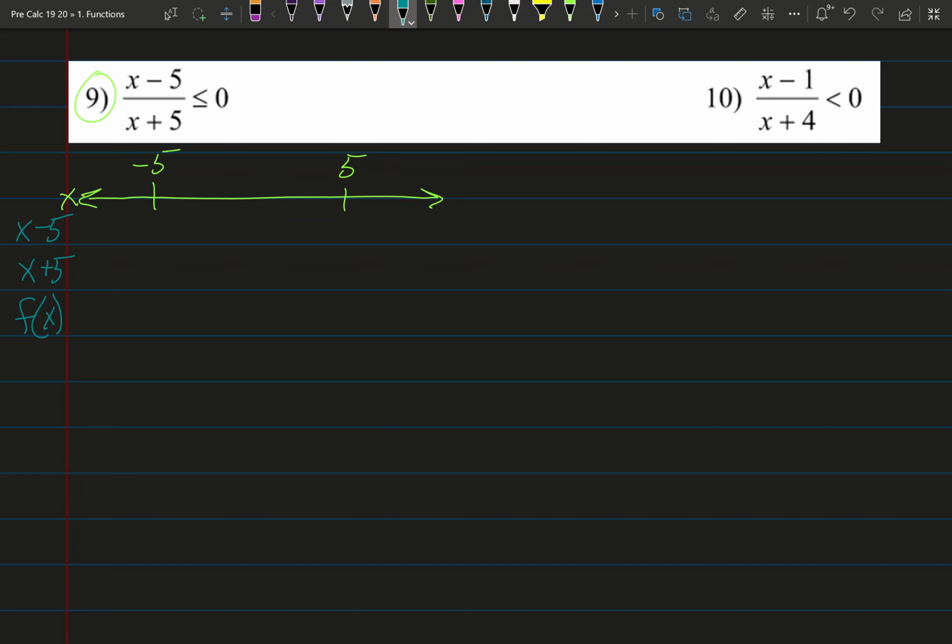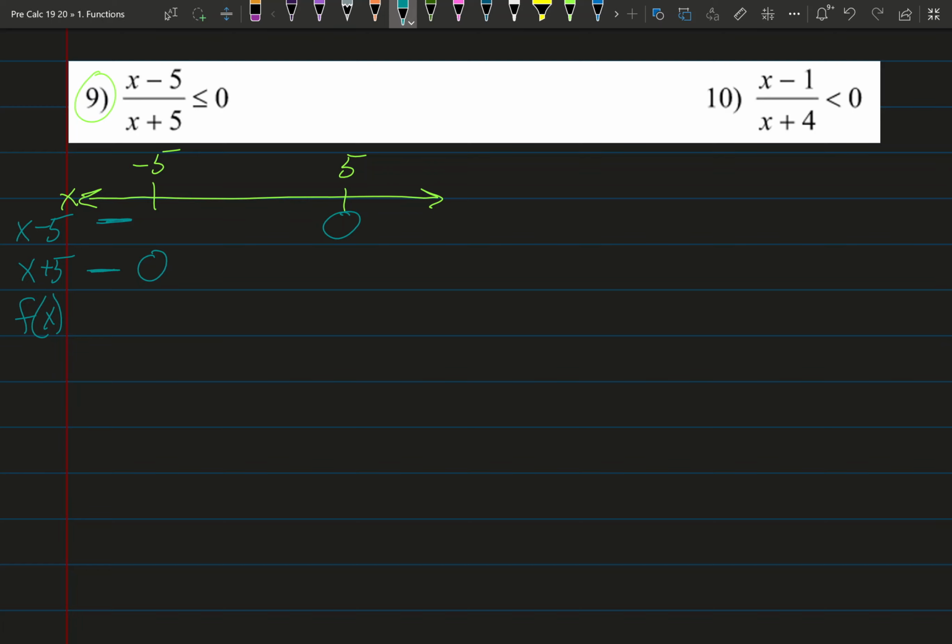Now let's find our zeros. So when x is equal to negative 5 over here, x plus 5 is equal to 0. When x is equal to 5, x minus 5 is equal to 0. So that's why we put this 0 in this row. Then let's substitute some values in, just like we did with our polynomial one. A number that's less than negative 5, so we'll say negative 10. Negative 10 minus 5 is negative. Negative 10 plus 5 is also negative.